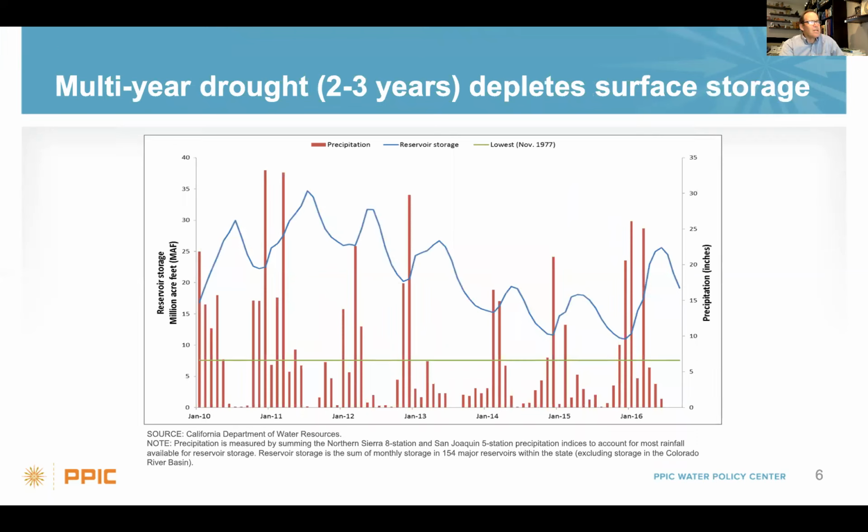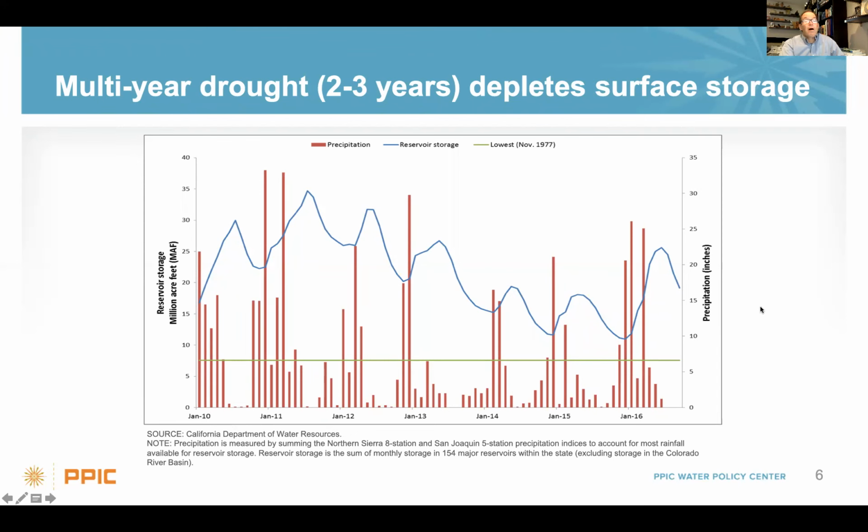But this combination of surface storage and conveyance just goes so far. After about 2 to 3 years of consecutive dry conditions, this is an example of the way a reservoir, the blue line is essentially reservoir storage for the bigger reservoirs during the last drought. You basically deplete surface storage, and we are living on what little water comes in during relatively dry winters, and things become pretty dire after the third year in terms of surface storage.